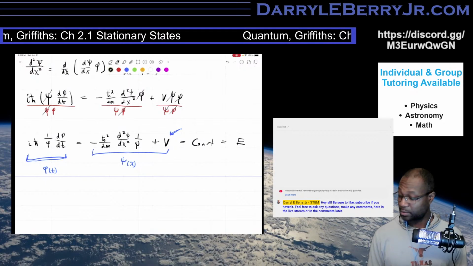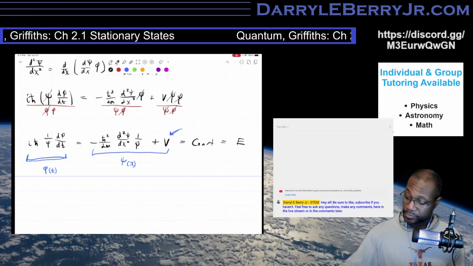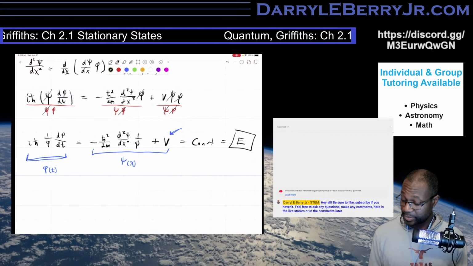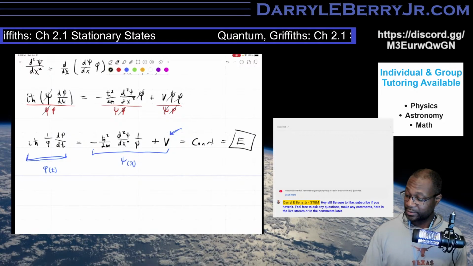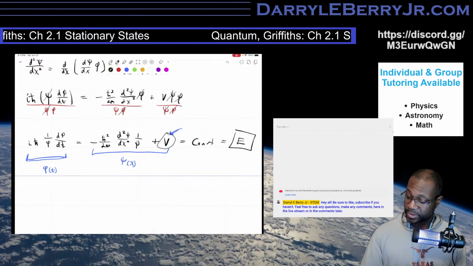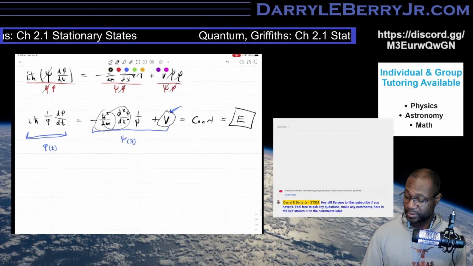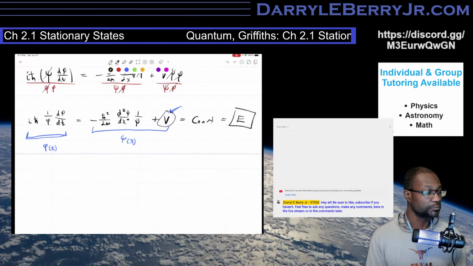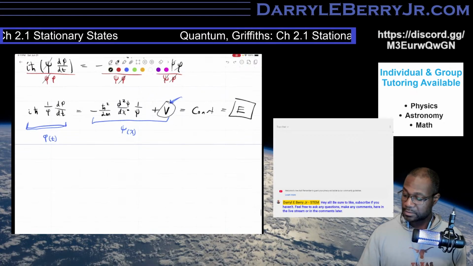And the variable that they chose to utilize here is E for energy. Reason being, if we look at this, we have the potential here, and this is approaching something to do with the kinetic energy. So let's take a look at this.